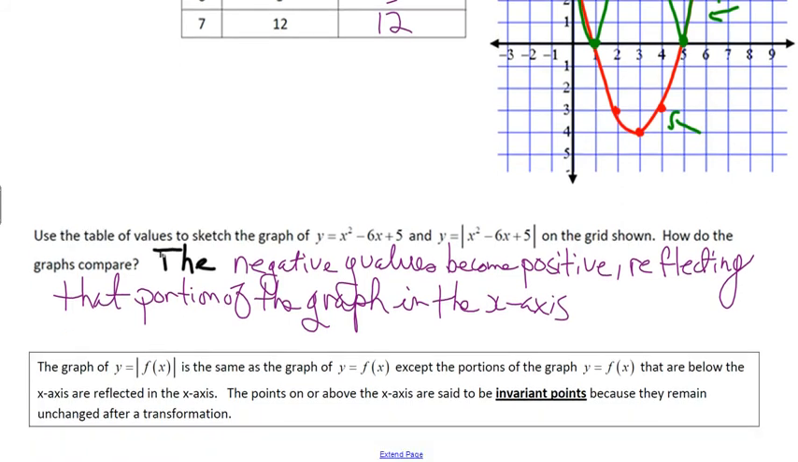Okay, then a little blurb at the bottom. The graph of y equals the absolute value of f of x is the same as the graph of y equals f of x, except the portions of the graph y equals f of x that are below the x-axis are reflected in the x-axis. The points on or above the x-axis are said to be invariant points because they remain unchanged, so they don't vary, right? They stay the same. That's invariant because they remain unchanged after a transformation.